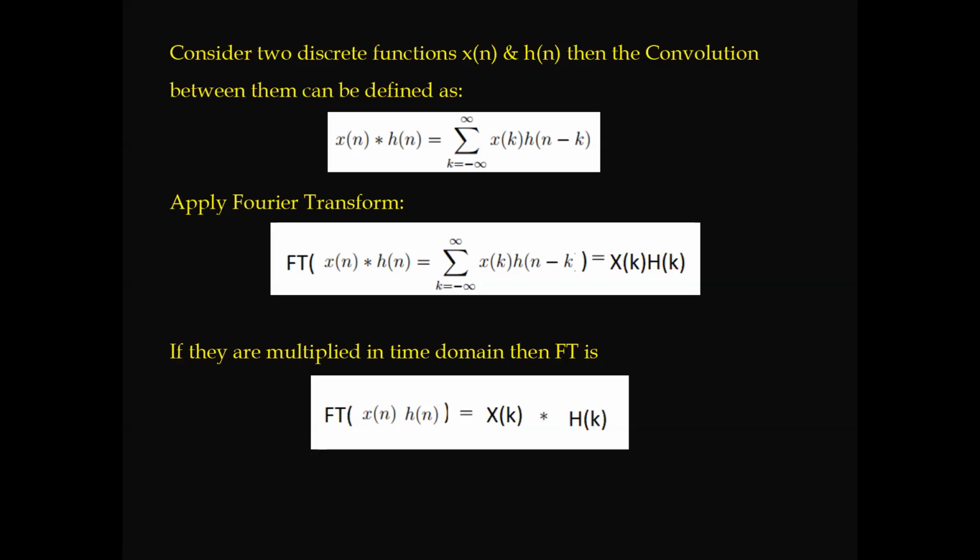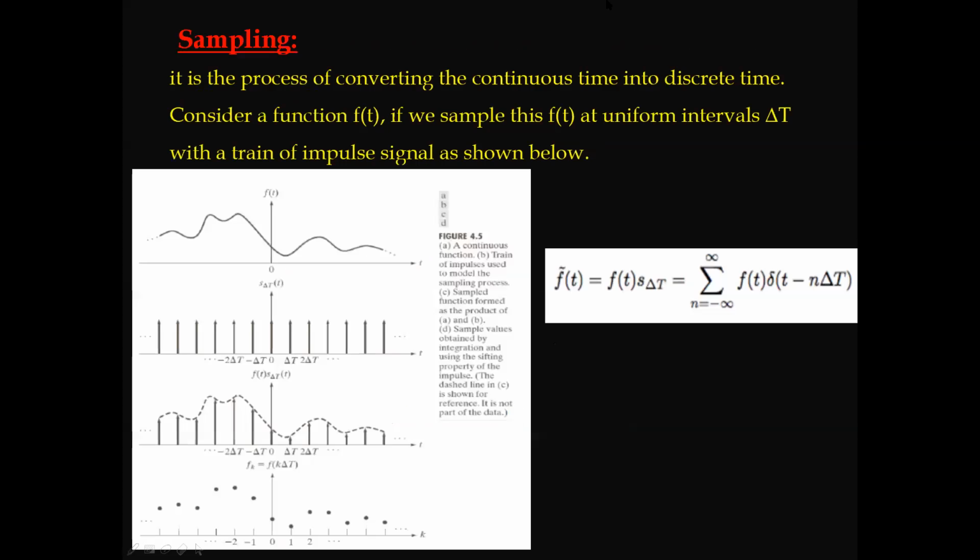In the discrete domain also it is the same thing. If you are performing convolution in the time domain, that is equal to multiplication in the frequency domain. If you are performing multiplication in the time domain, that is equal to convolution in the frequency domain. So that is the relationship between convolution and multiplication.